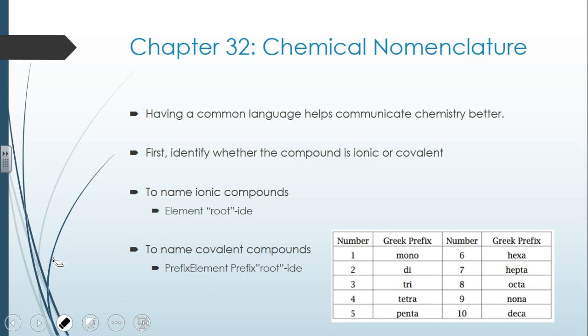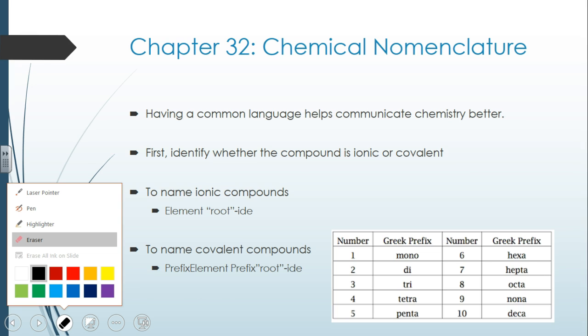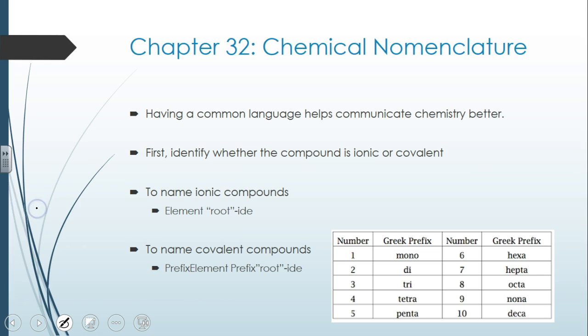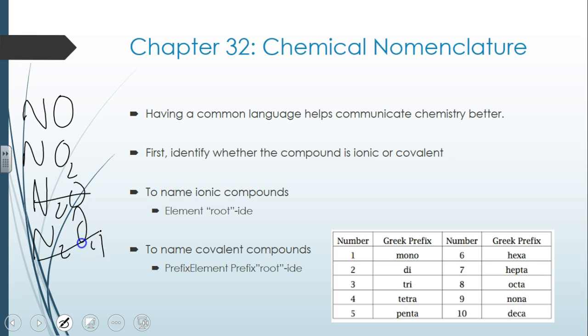Now there's one other thing. I had a list here: NO, NO2, N2O, N2O4. Let's name these, because there's one special exception that we need to know when we talk about this. The special exception has to do with when there is one element at the beginning. So let's look at NO2.